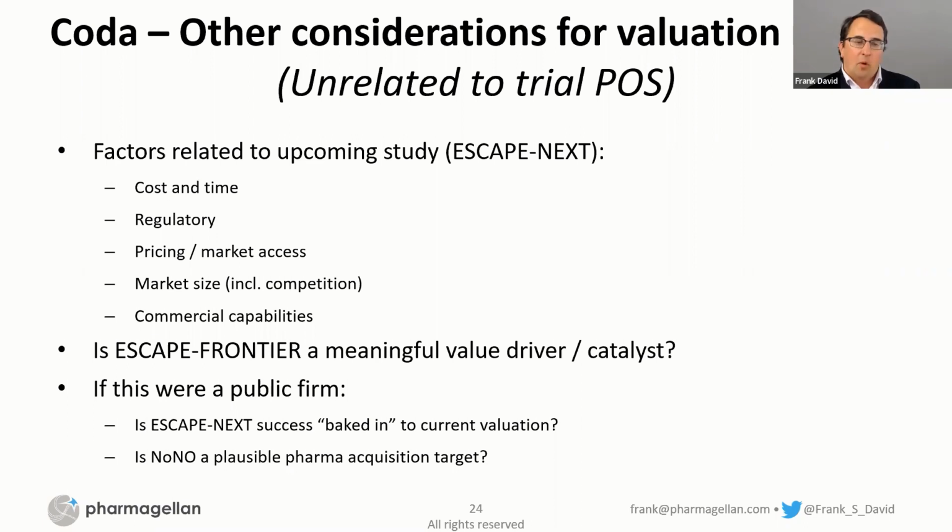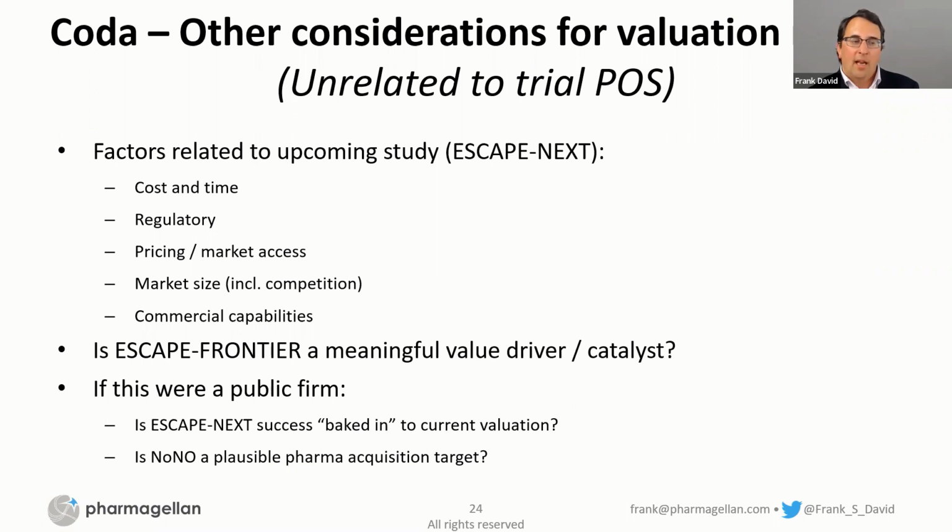And then finally, if this were a public firm, getting back to the baked in thing that we talked about near the top of the session, to what extent, if you believe that Escape Next is pretty likely to succeed because the prior data were positive, you'd have to ask yourself, has the market basically already decided that it's going to succeed? And then I think the related question is whether there's a plausible pharma acquisition target, and if so, at what point?